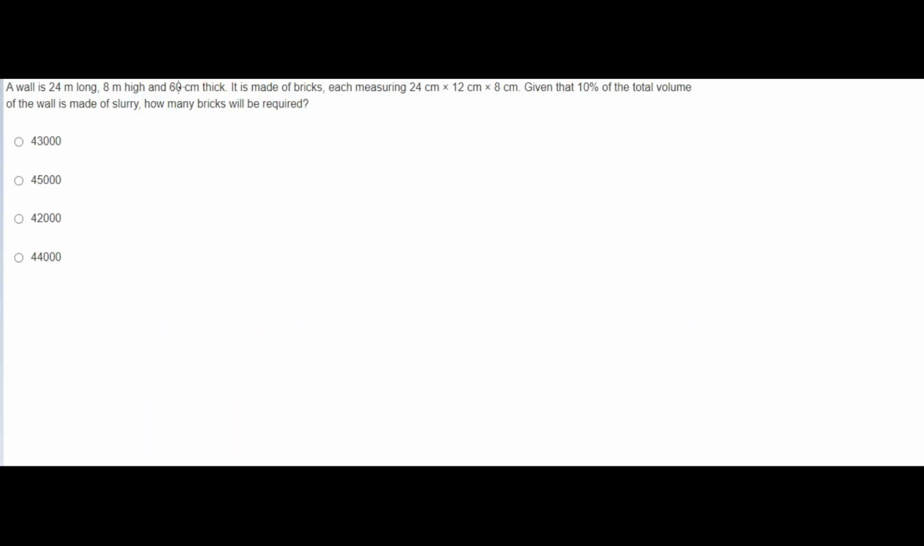Welcome. This question is about a wall. You want to construct a very big wall, and the wall has to be constructed with bricks only. Let me draw a simple diagram of the wall, because a wall is like a cuboid, right?